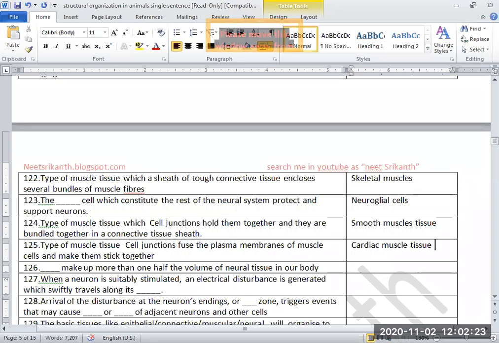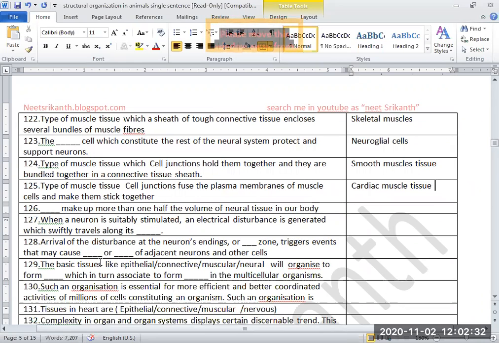Let me read: type of muscle tissue in which cell junctions fuse the plasma membranes of the muscle cells and make them stick together. Again, what are the junctions? The junctions are called gap junctions, and they are called intercalated discs.